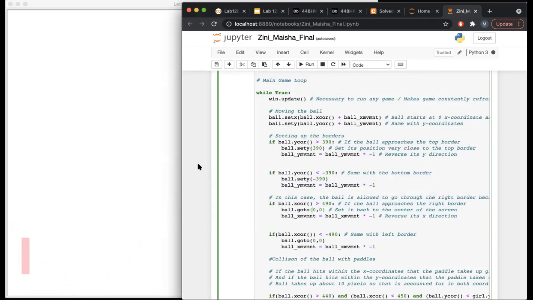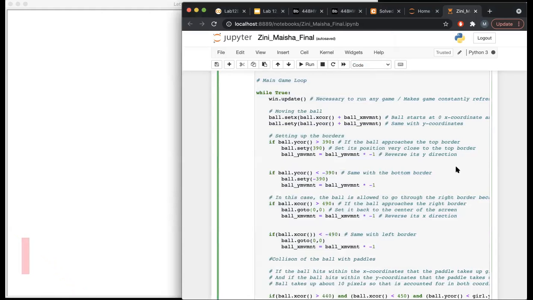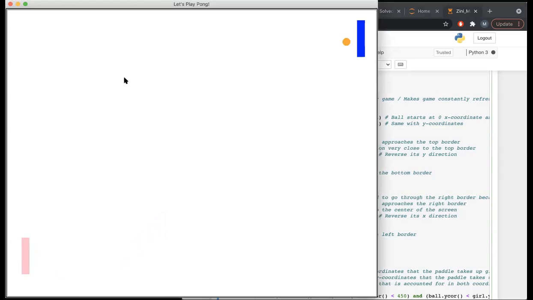So now we're going to set up borders, right? Borders are important because if we didn't have them, if the ball was moving this way, it would keep going this way and just leave the screen. So we need to set up borders in order to ensure that the ball stays within the screen. The up and down borders were established by checking if the y coordinate of the ball is greater than 390. So that means this is setting up the top border, right?